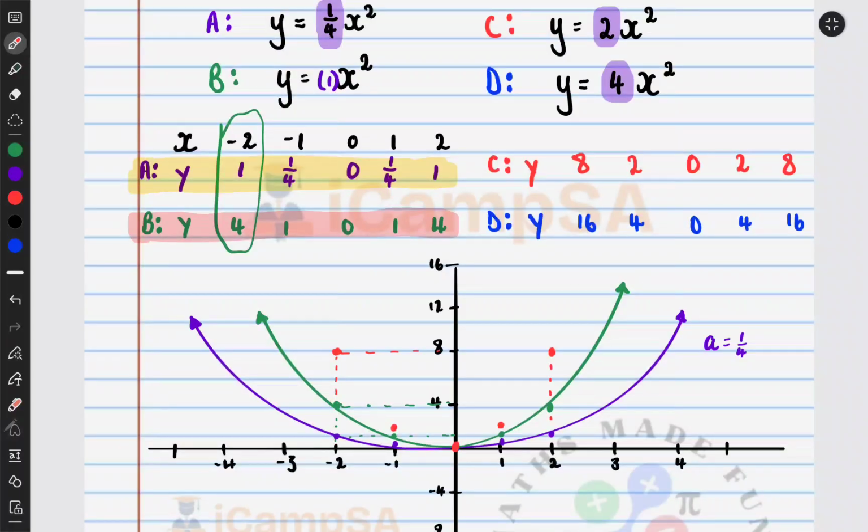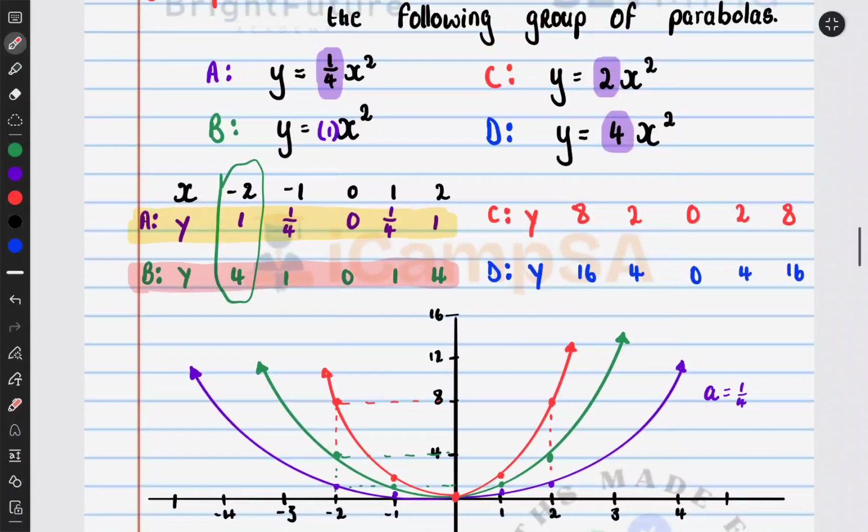Okay, and then what do you do next? You connect the points to make your curve. Why do I keep on drawing larger curves on the other hand? I don't know why, but it's okay.